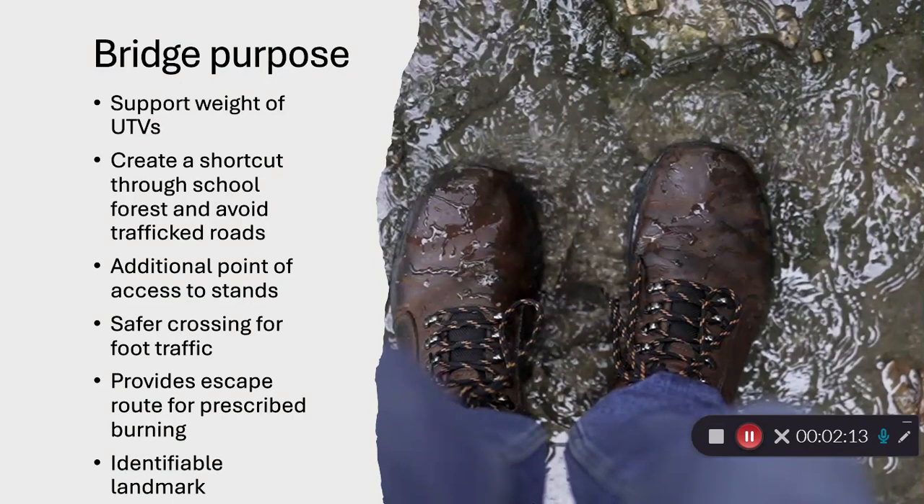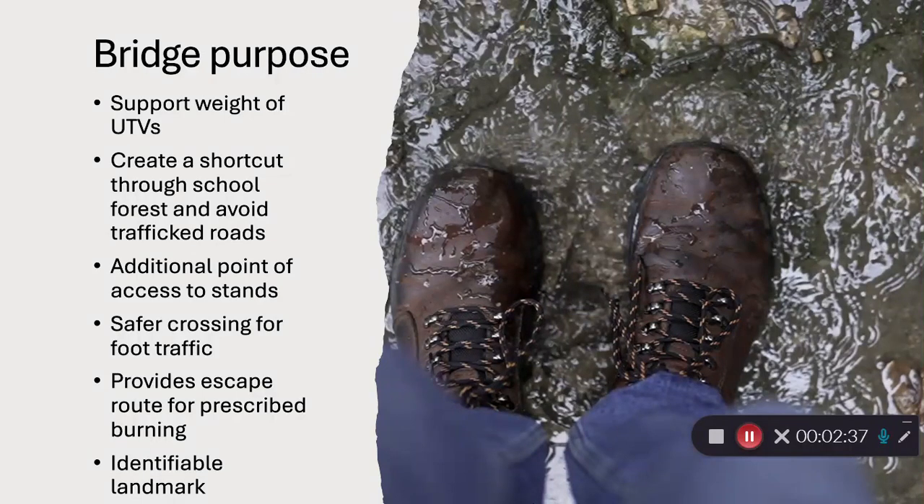A smaller sub-objective was to create a better crossing for foot traffic, since this stream crossing has a bit of elevation on the bank, and in order for somebody to cross it, they would either have to jump over the stream or get into the stream itself. Creating a bridge would provide a safer form of travel.